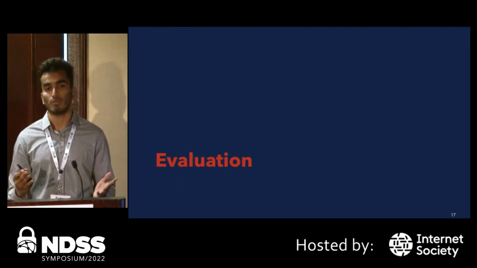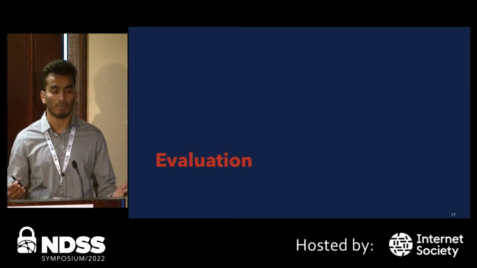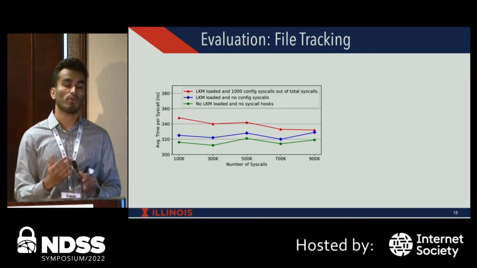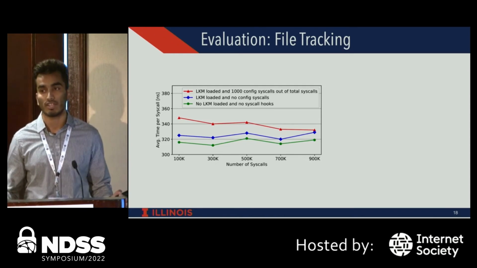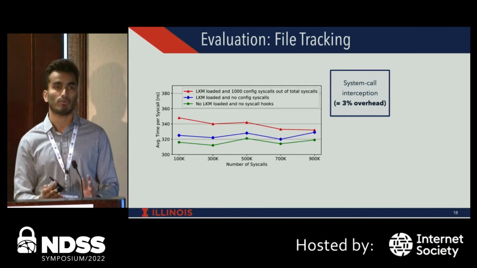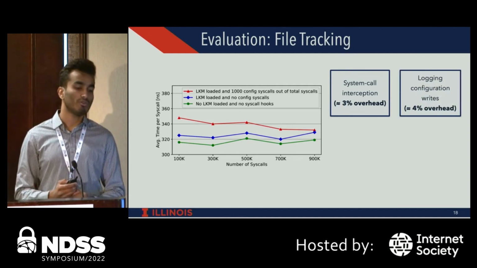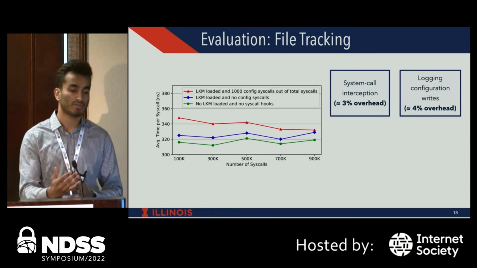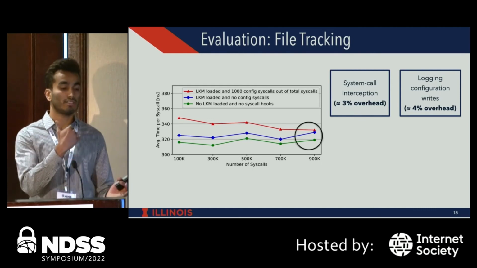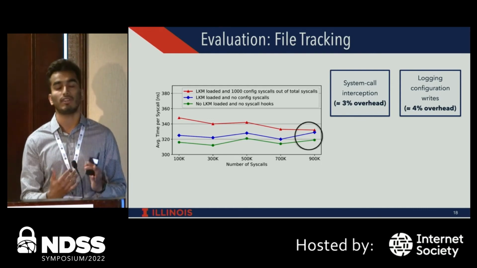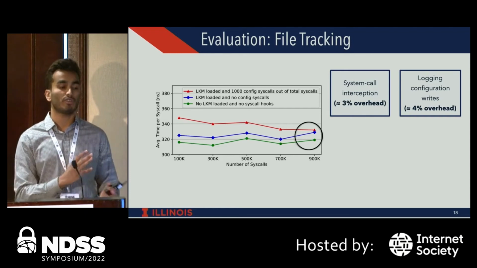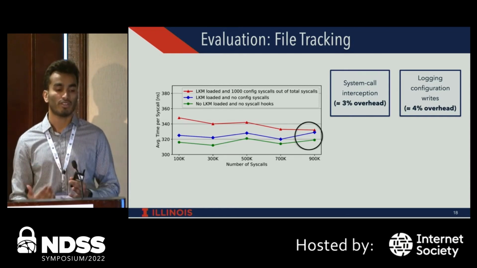So to move on to evaluation, we evaluated our system both in terms of correctness and runtime overhead. For evaluating our file tracking module, we measured the time overhead for making write system calls with and without using our Linux kernel module. Our results show that system call interception leads to an average overhead of about 3%. Moreover, we observed that logging and processing configuration-based writes leads to an additional overhead of about 4%. However, the overhead associated with our file tracking module is inversely related to the percentage of configuration writes. As the percentage of configuration writes decreases, the overhead associated with our system is essentially reduced to the overhead associated with system call interception.